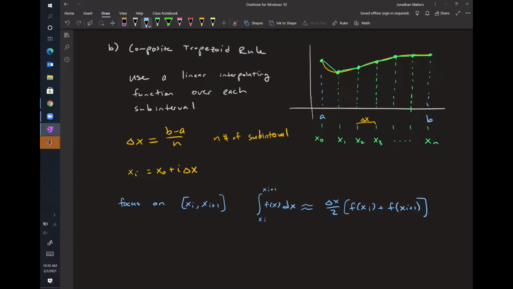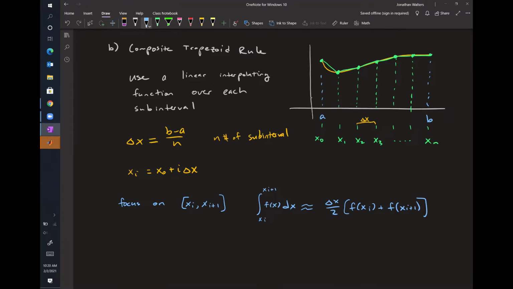Delta x, the difference of the endpoints, xi plus 1 minus xi, over 2 times f of xi plus f of xi plus 1 is exactly that formula we just derived, except we called it b minus a over 2 times f of a plus f of b. Well, now we're looking at one small interval, xi to xi plus 1. So the difference, xi plus 1 minus xi, is delta x. And then f of xi plus f of xi plus 1 is f of a plus f of b for this small interval. Does that make sense?